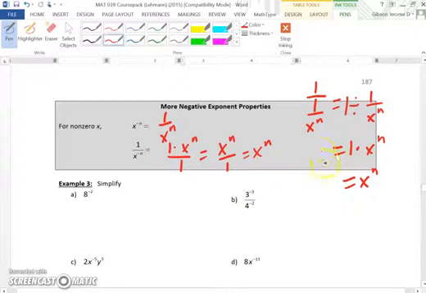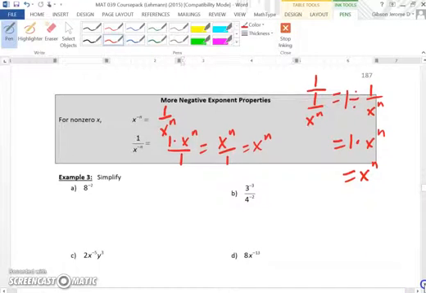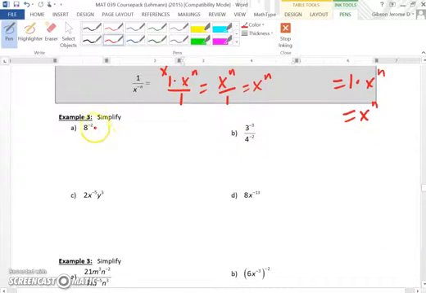Now this is the mathematical reasoning behind it. But if you just remember this rule, you don't have to do all of this. Does everyone follow that? Okay, now, we have 8 to the negative 2. So we know it'll be 1 over 8, and then 2 will become positive. So it'll be 1 over 64.